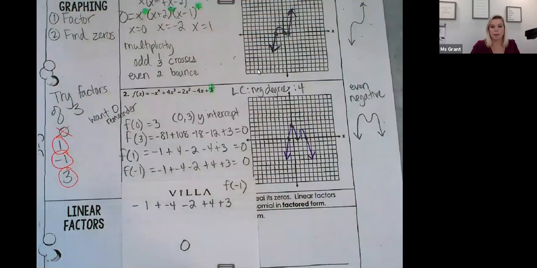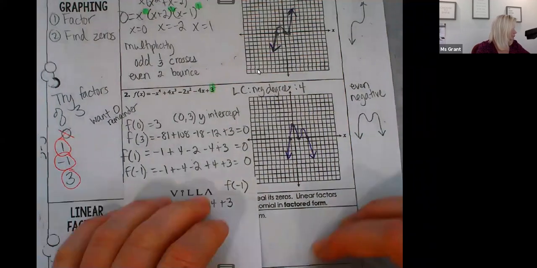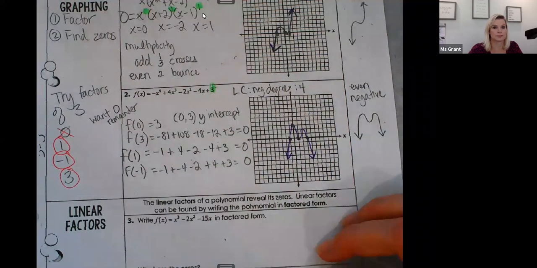This is the hardest problem on the whole worksheet. It's the hardest problem because I literally had to figure out what my roots, my zeros were by guessing, by trying it, plugging them in. And that's hard.